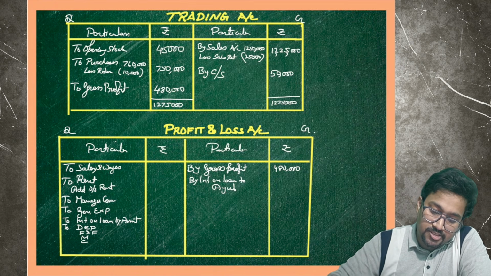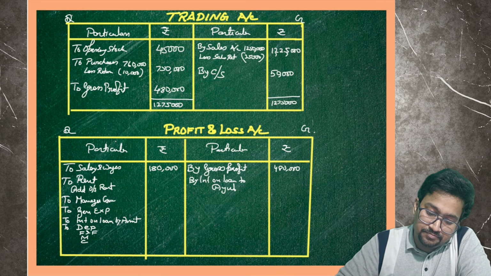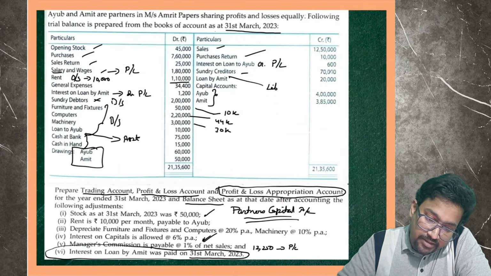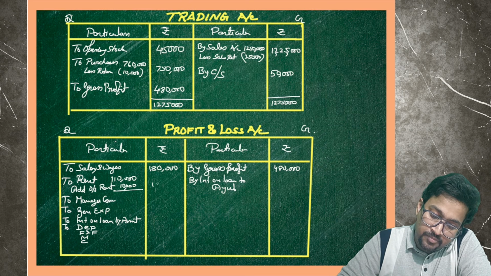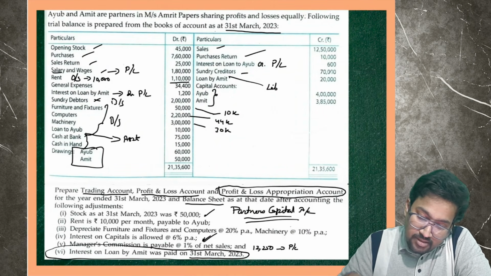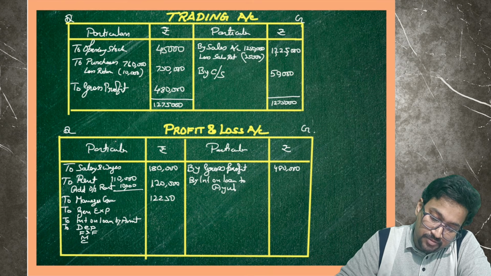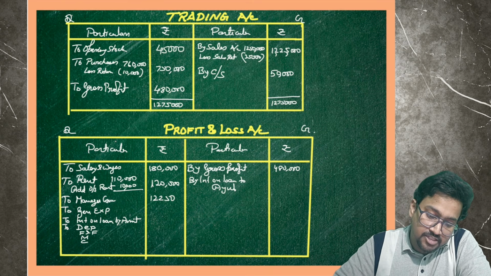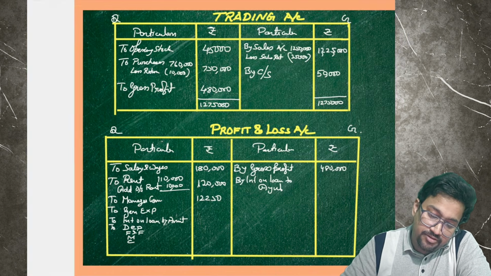Now let me just put the amounts over here. Salary and wages 1,80,000. Then rent 1,10,000 plus outstanding 10,000, so this will be 1,20,000. Manager's commission we have already calculated, I believe, 12,250. So 12,250 will be the manager's commission. General expenses, how much? 34,400.